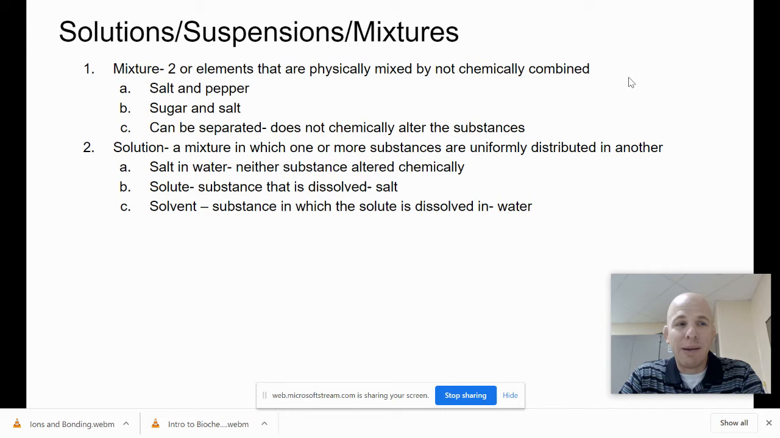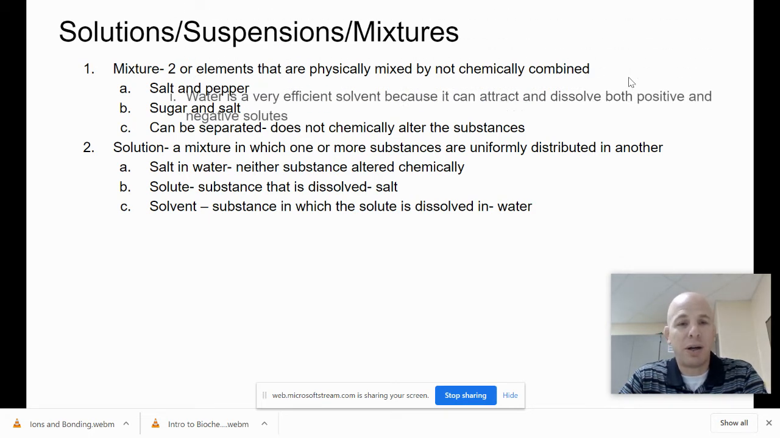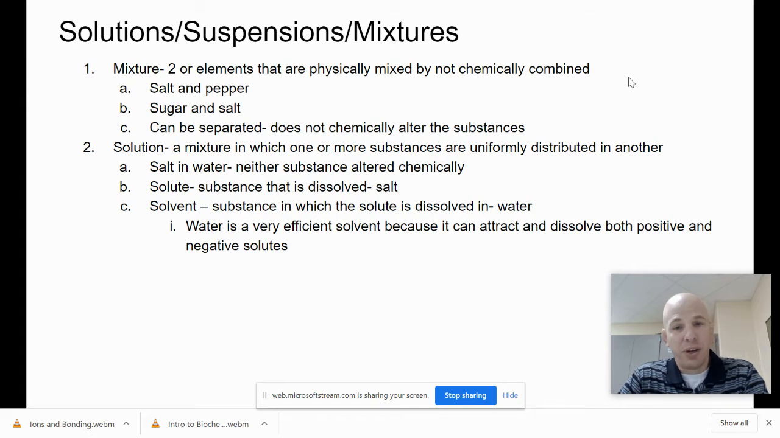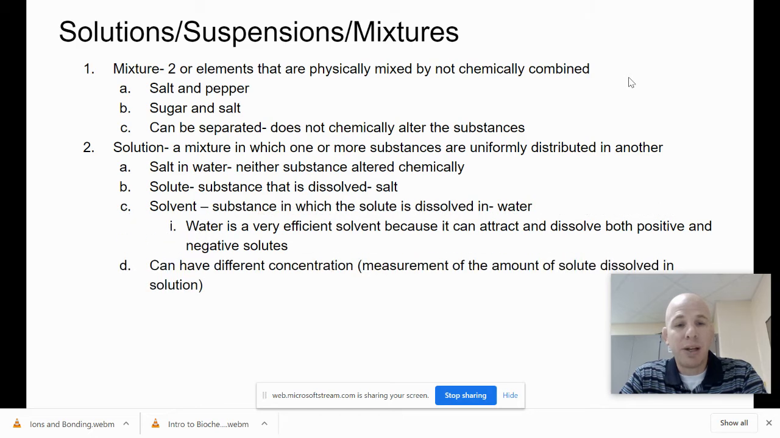Now, in most solutions, water is going to be the solvent. Okay. We call it the universal solvent because most things dissolve in water. And we'll talk more about that when we get to water. Well, there you go. Water is very efficient. And I'm sorry that the bell is ringing. Because it can dissolve both positive and negative solutes. And like I said, we're going to talk more about that when we get to water.